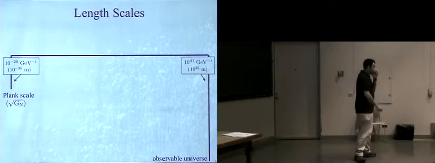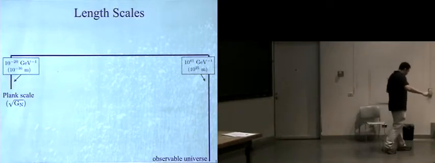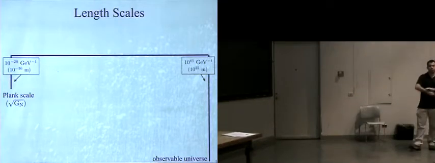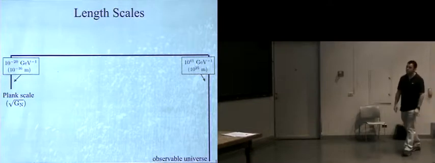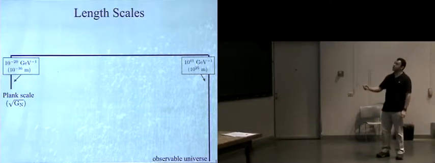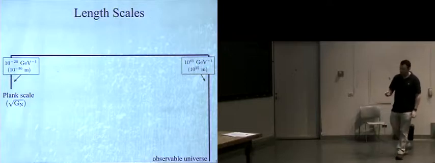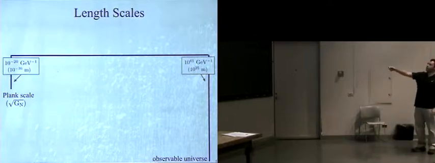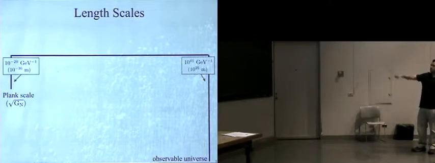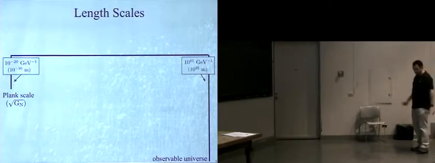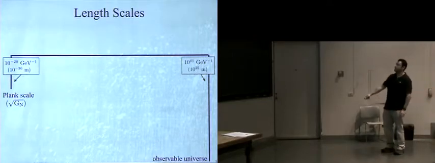Okay, so in this business, our aims are really big, right? So we want to describe everything around us, and this is sort of a cartoon of everything around us. So this is all of the length scales that we know about. So on one end is the observable universe. Okay, so this is the biggest possible distances that we can see.